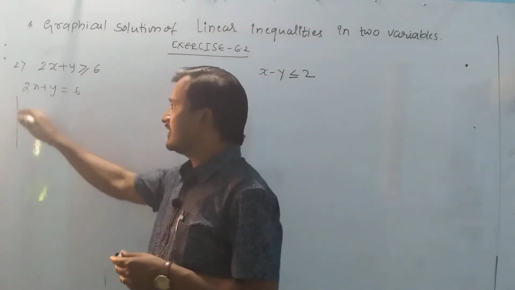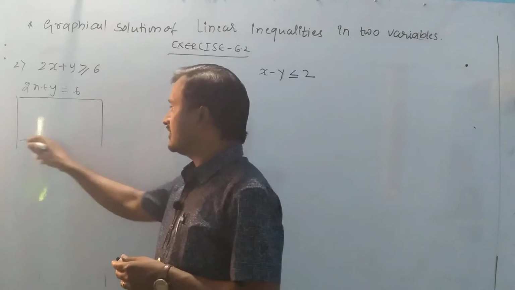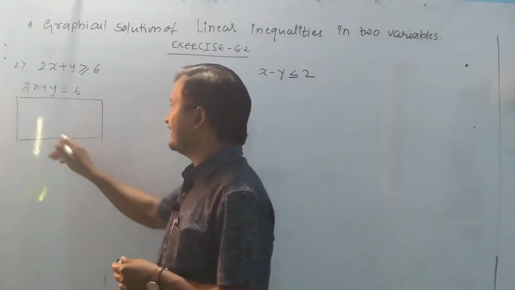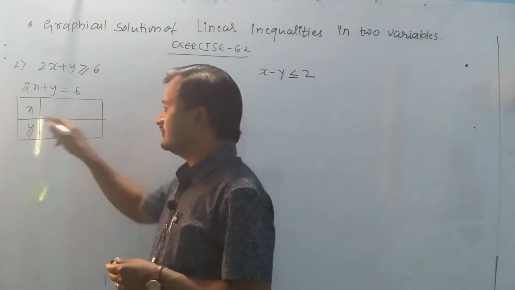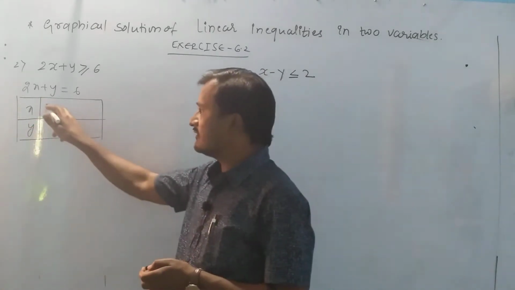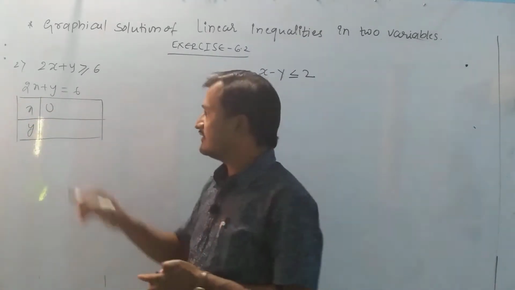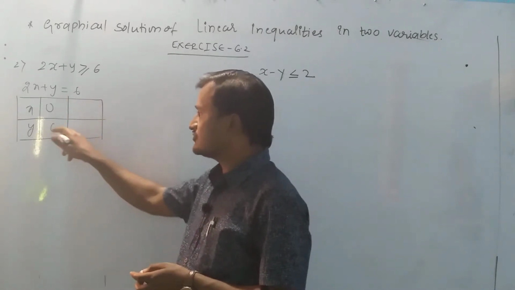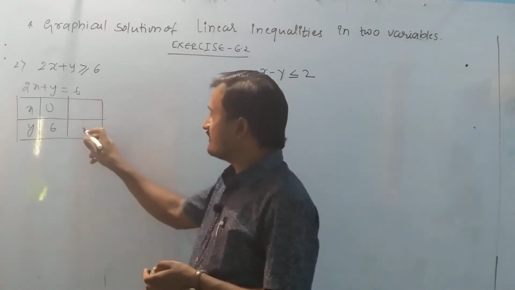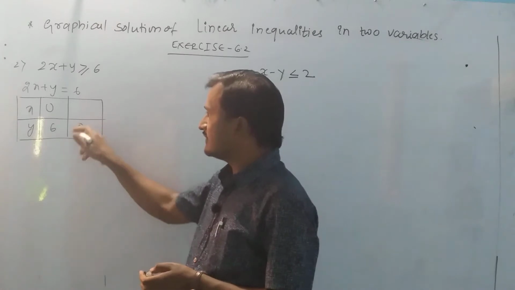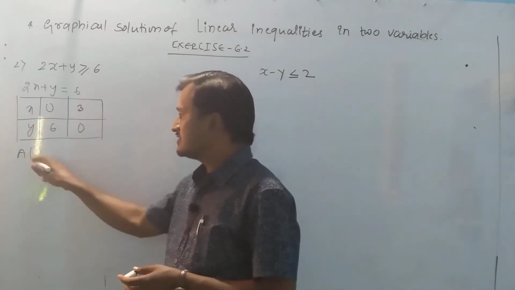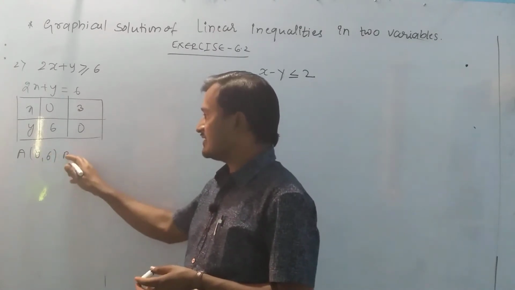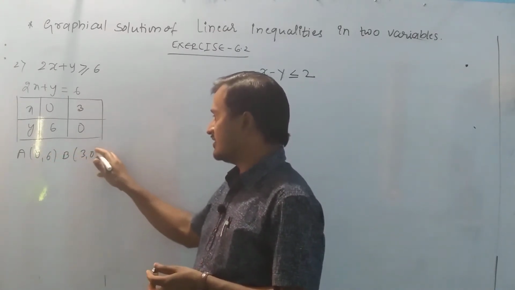To draw the straight line, we need at least 2 points. So x and y. Now substitute the value of x equal to 0. What is the value of y? y equal to 6. Now substitute the value of y equal to 0, then what is the value of x? 3. So therefore the first point is 0 comma 6 and the second point is 3 comma 0.